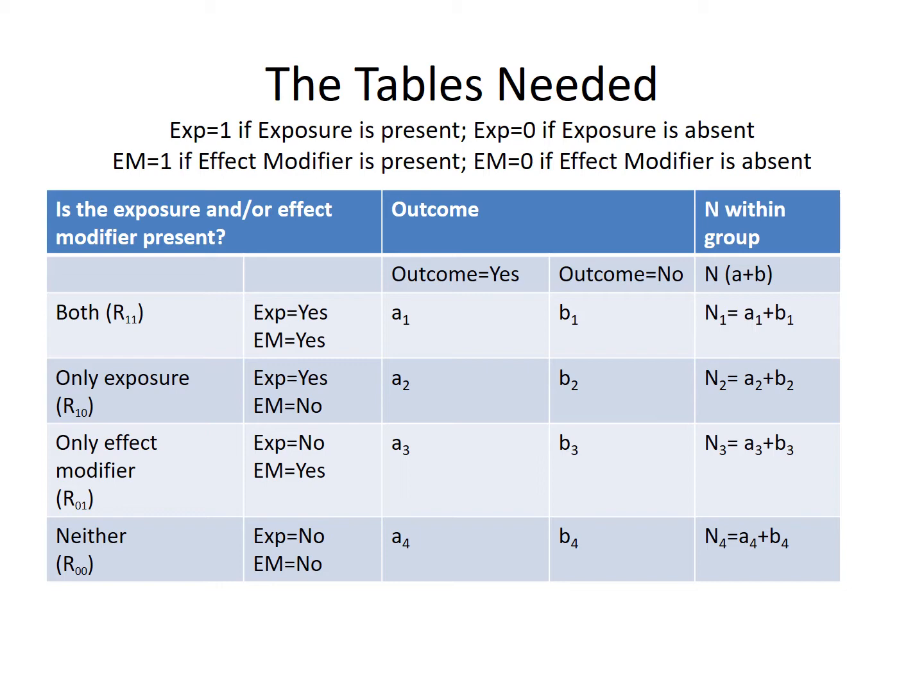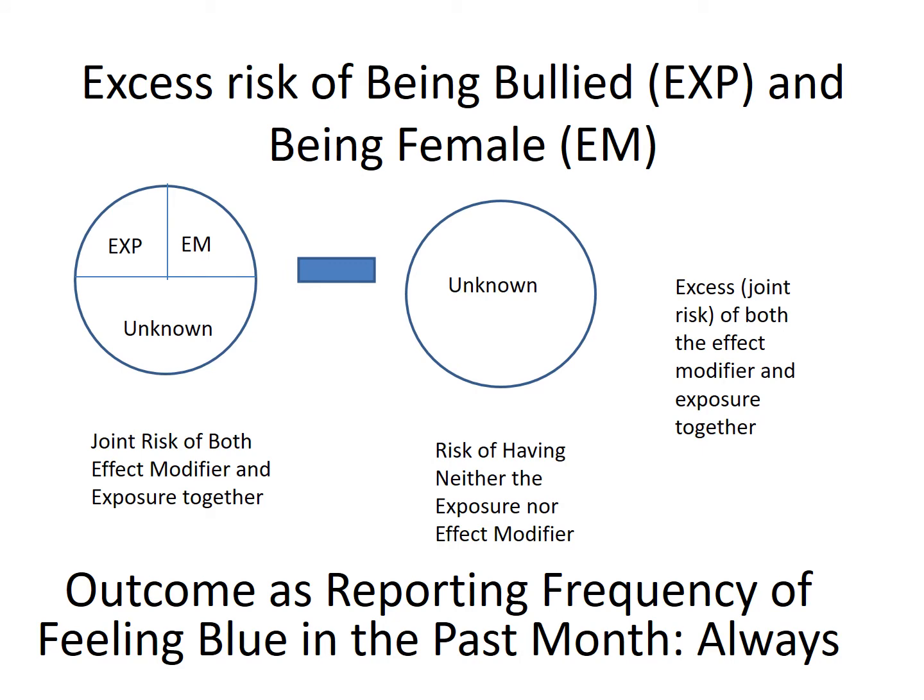You have 2x2 tables that I've given, and I'm just going to use one of those examples, specifically using the example of male and female, using female gender as the effect modifier. So this is a visual representation of effect modification. In this example, we're going to look at the outcome of reporting having always felt blue in the past month. And this is the final follow-up time point of 2015.